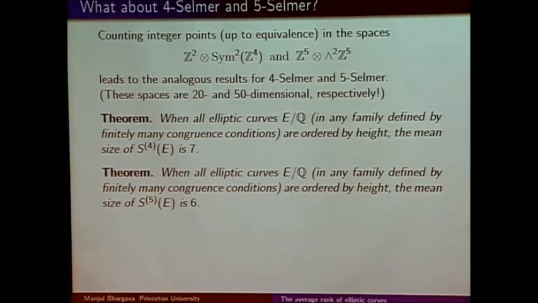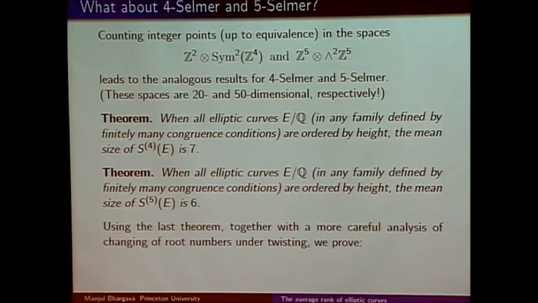As I said, as you prove results for higher and higher Selmer, it seems to give better results on the rank. Using the last theorem, the average size of the 5-Selmer group is 6. And of course, the orders of the 5-Selmer groups are all powers of 5. So the worst case scenario is that you get nineteen 5s for every 1 25. And so that proves that the average rank is at most 1.05. That's what that last one says immediately.